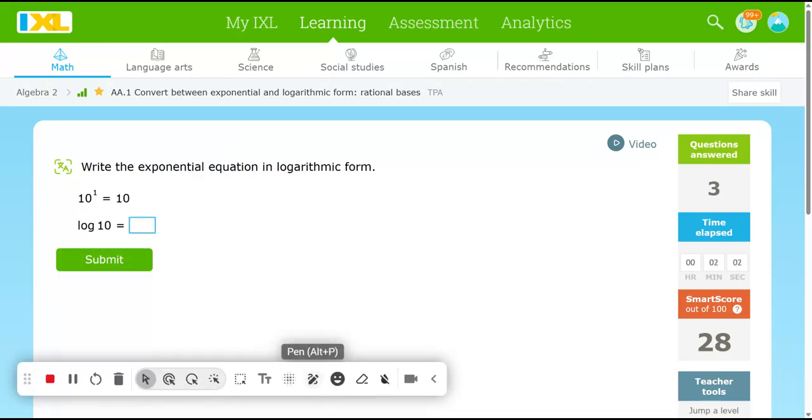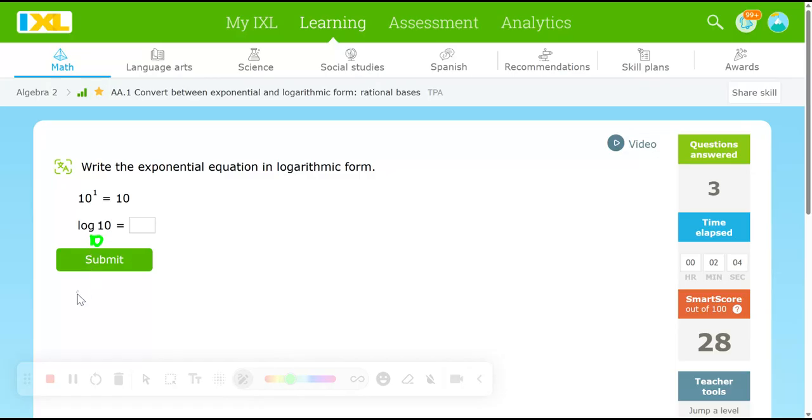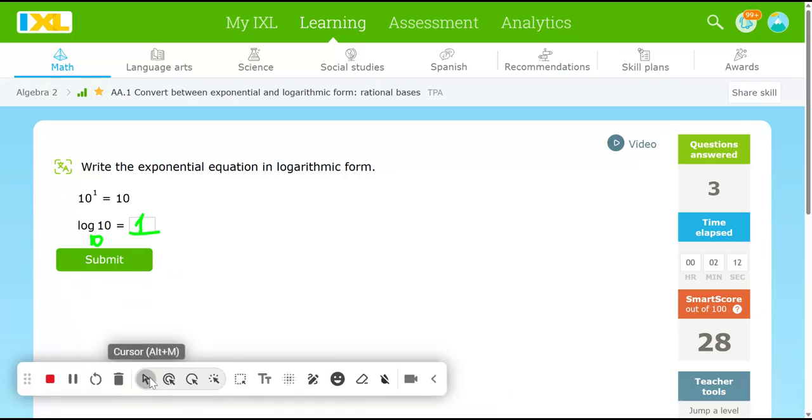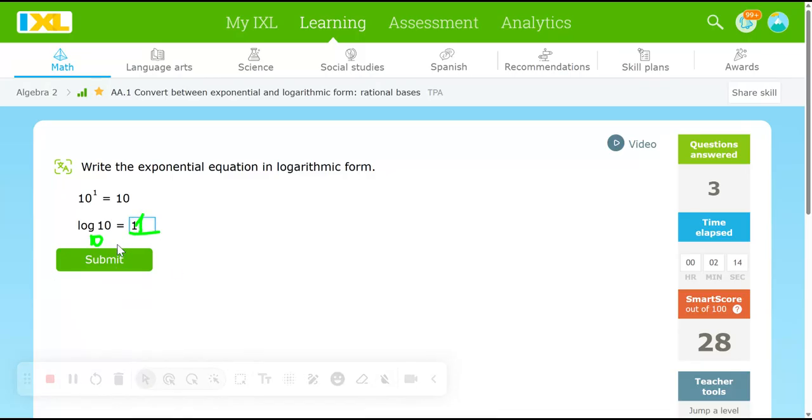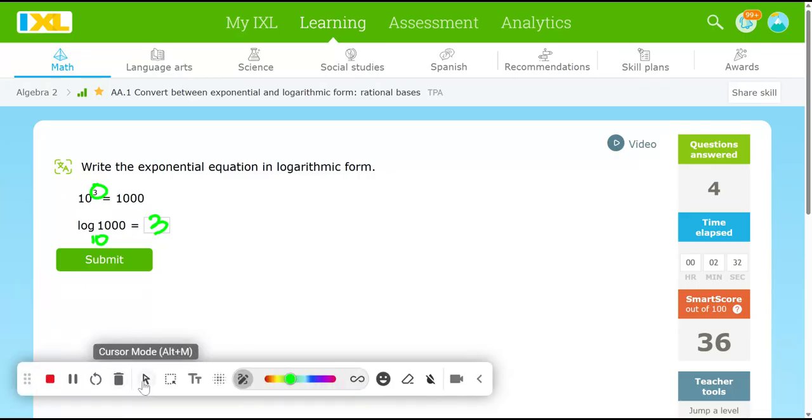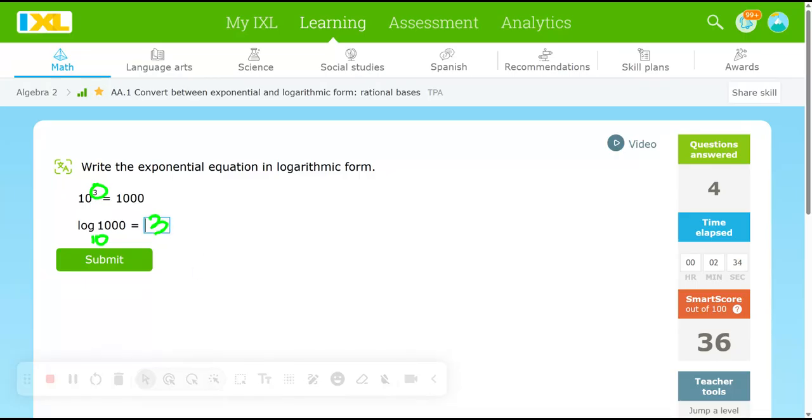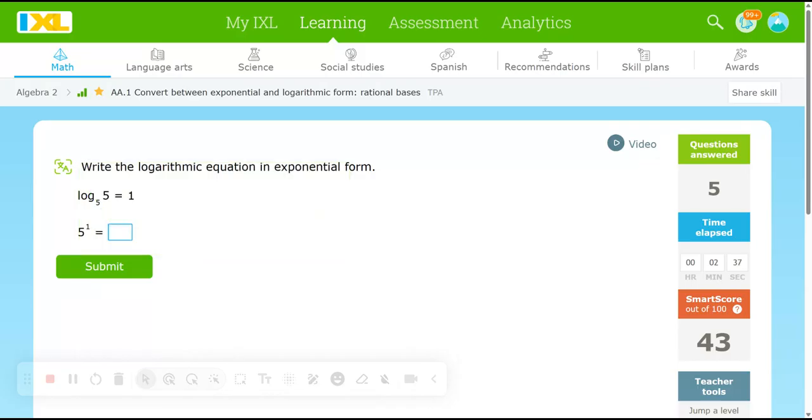Now take a look over here. You don't see the base of the log. It means the base is a hidden number 10. So therefore, the empty box has to be number 1. You got this number 1. Again, if you see the log with no base, it means it has a hidden base number 10. The power of the exponential is the answer to the log. So this has to be number 3.